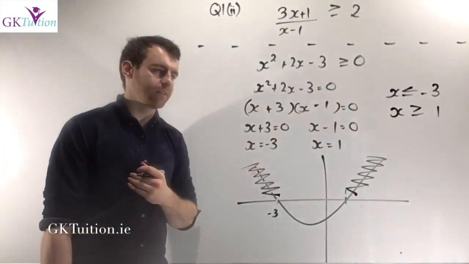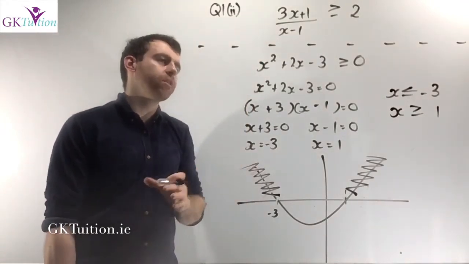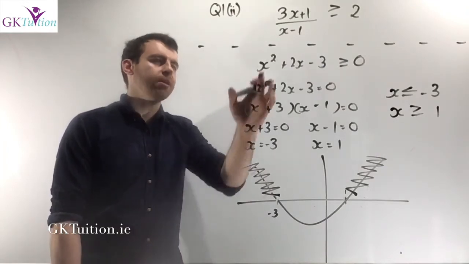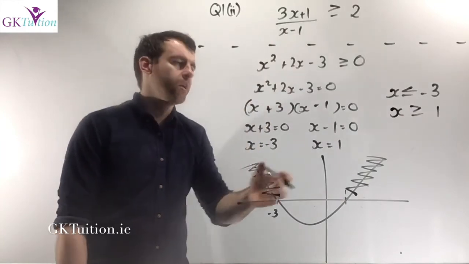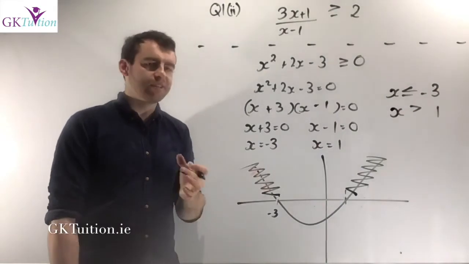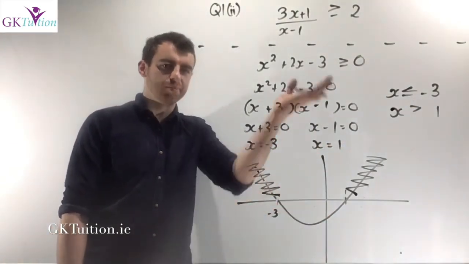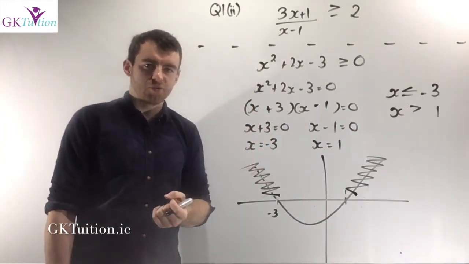above the x-axis. However, I need to refer back to the original question where there's an impossible value for x. If x was equal to 1, then the bottom of the fraction would be a 0. It would be 1 minus 1, which is 0. So it's impossible for x to be equal to 1, so I need to eliminate that. And my second answer is actually just for x values greater than 1, the quadratic is above the x-axis. Let's have a look now at part 3.